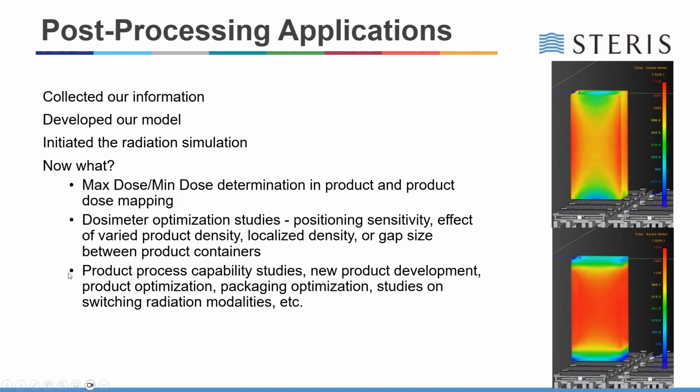Cycling back to our last bullet point, the product process capability studies can be done, and this is a unique feature for being able to rapidly perform process capability studies for customers' product. New product development can also have simulation incorporated into it to ensure that products coming to sterilization prior to going to market are already validated as being process capable. There are product optimization studies, and typically product optimization and packaging optimization are some of the key features where simulation can really be beneficial.